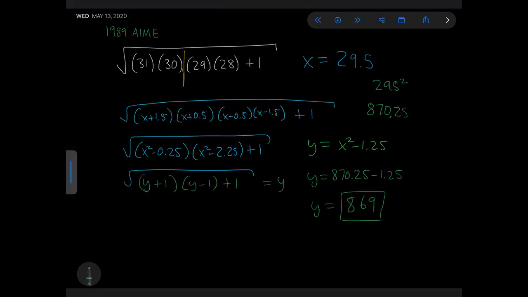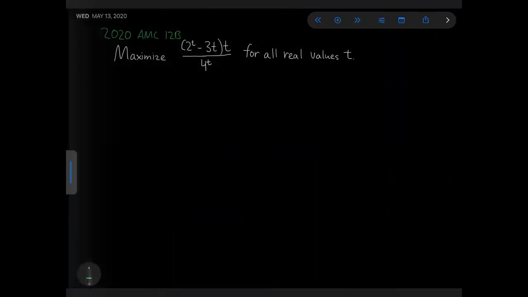This one appeared on this year's test, AMC 12B, and it was a pretty hard question. I don't think I actually solved this in the time given. This is problem number 22. The question is, what is the maximum value of the quantity (2 to the t minus 3t) times t, all over 4 to the t? I'll give you a couple minutes to solve this, or at least get a way towards solving it.